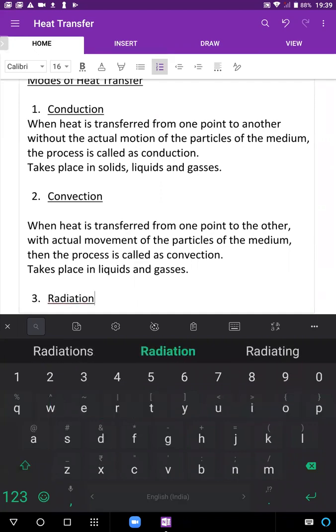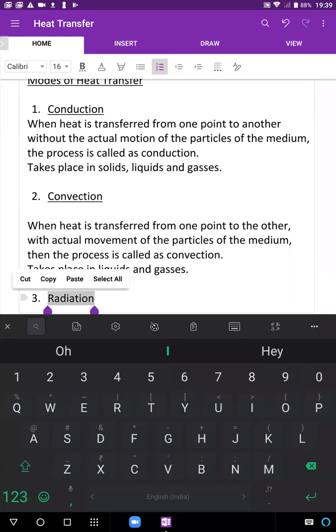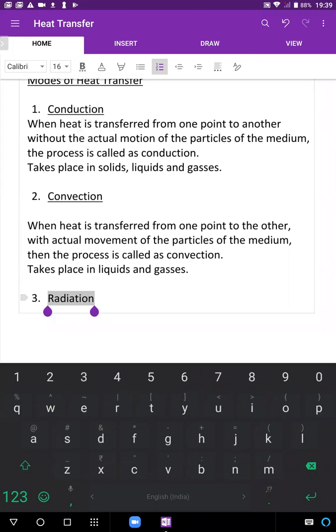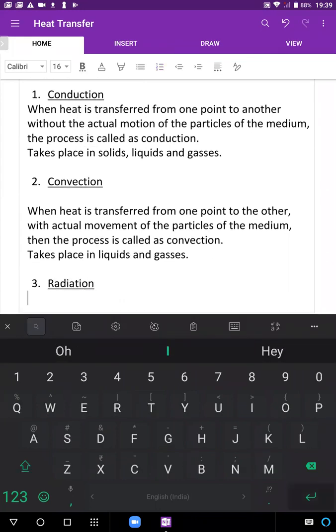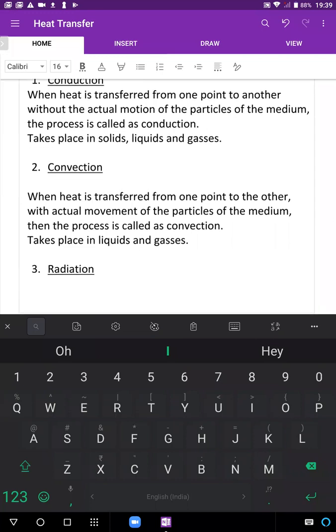Some of you are saying that convection is a part of conduction or vice versa. No, just understand they are completely different. They are two different processes. In convection, the particle physically goes from hot to cold. And in conduction, the particle is not physically going from hot to cold. It takes heat from here and gives it to its next neighbor. So via a chain reaction, heat reaches from the hot end to the cold end. Okay?